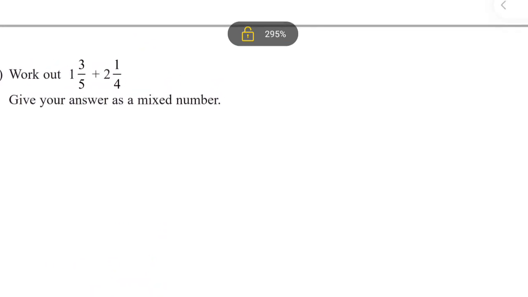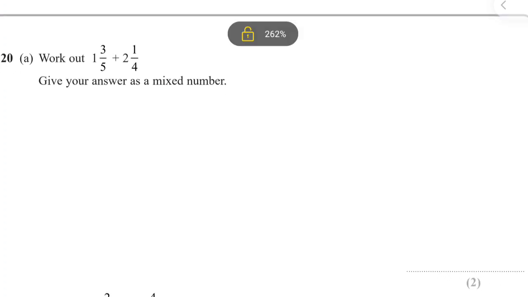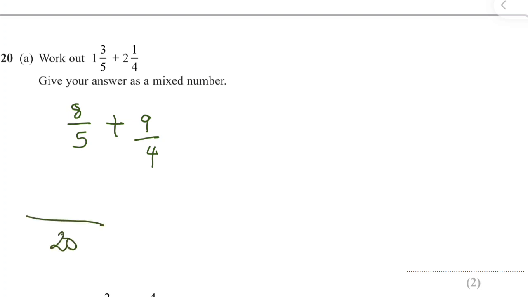Work out 1 3/5 plus 2 1/4 and give your answer as a mixed number. So this is quite easy. All we have to do is to convert to improper fraction first. So 5 times 1 is 5 plus 3, that is 8 over 5, plus 2 times 4 is 8 plus 1, that is 9 over 4. So next we find the least common multiple for 5 and 4, which is 20. So this is 20. 5 times 4 is 20.